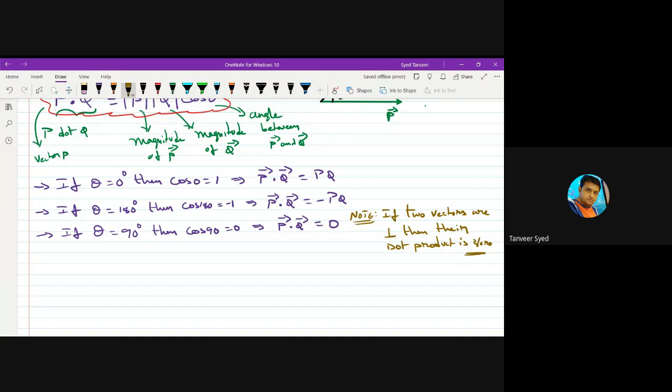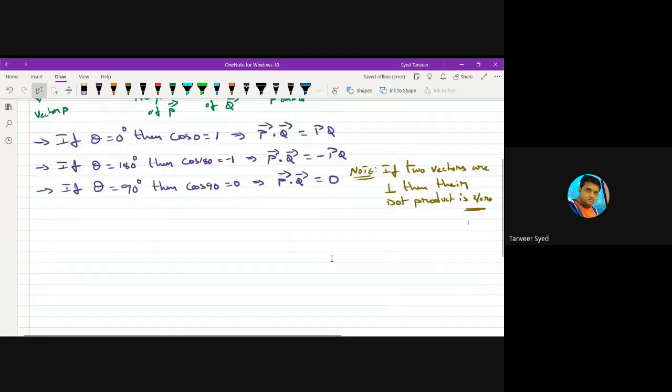Or conversely, if the dot product of two vectors is 0, then it implies the two vectors are perpendicular to each other. So you can check whether vectors are perpendicular or not by performing this dot product on the two vectors. If you get product 0, they are perpendicular. Non-zero, they are not perpendicular.